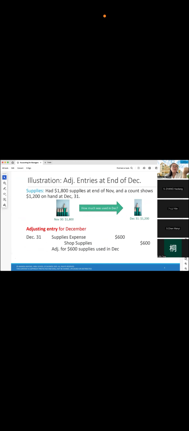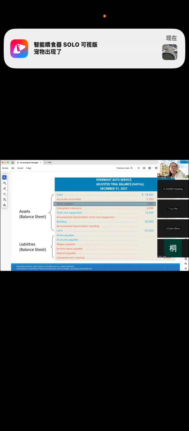Similarly, for shop supplies, say that the trial balance I provide to you is pre-adjusted, meaning that shop supplies is only going to show $1,800. But because we reduce shop supplies by $600, the adjusted trial balance that you're going to prepare should show the updated amount post adjustment, which is 1,000.